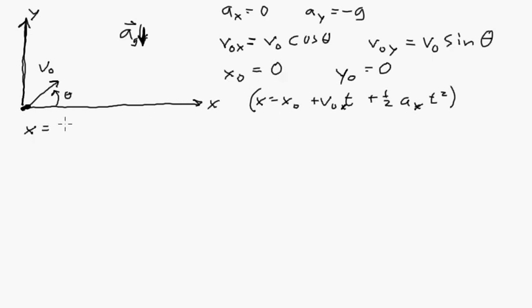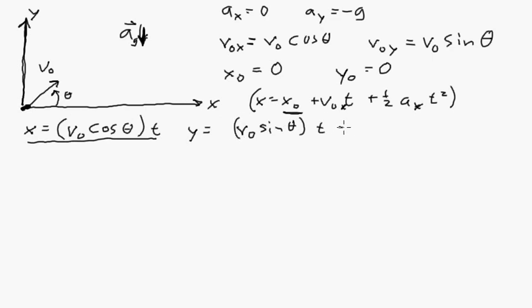X equals, and we started at 0, so there's no term there. And then the v0 x term, well, v0 x is just v0 cosine theta, right? So equals v0 cosine theta times t, and there's no acceleration term for x. So this here is our entire x position equation. Y equals, again, y0 is 0. The initial velocity in the y direction is v0 sine theta times t, and then that's minus 1/2 g t squared. Okay, and there's our y position equation.